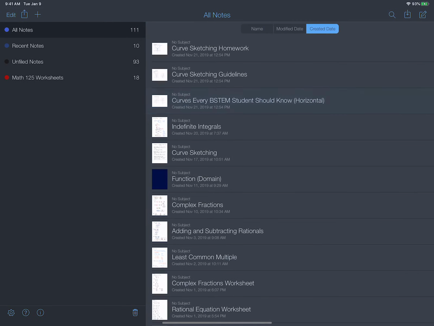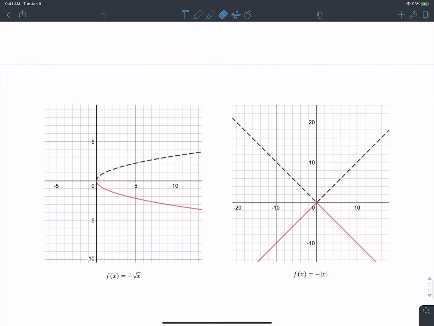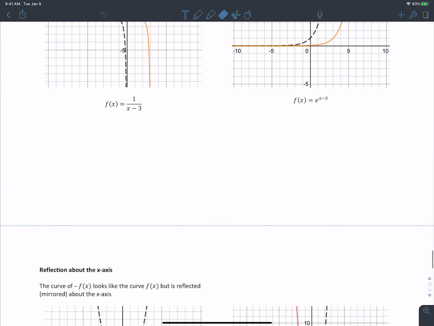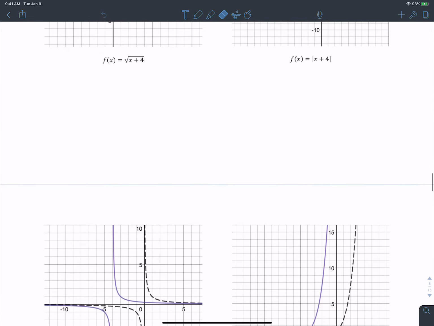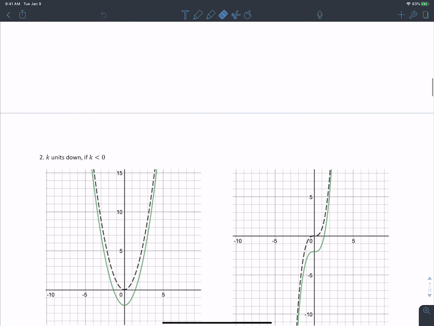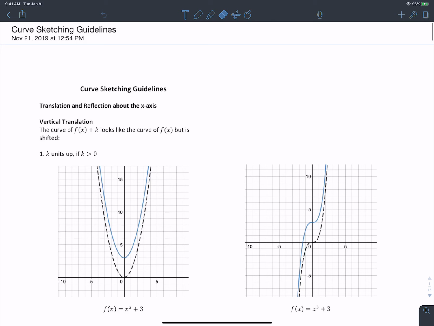But I also want to remind you of the curve sketching guideline. This is the curve sketching guideline that we went over in class. We had reflections about the x-axis we talked about. So if you want to refer to these notes, you can. Let's go all the way up here. Sorry. These are curve sketching guidelines. You have vertical translation. This is what we talked about in class. We had horizontal translation. I won't go through those details. And we actually had that reflection like I mentioned. So this is putting everything together for your homework, and I hope you guys do well.